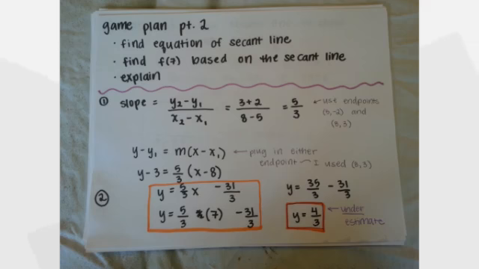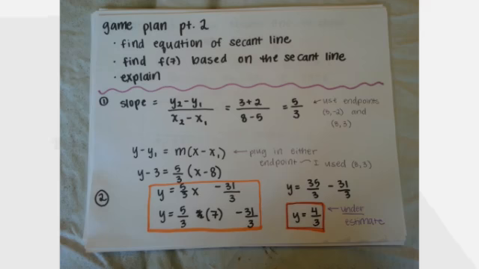Time for game plan part 2. We're going to need to find the equation of the secant line, then find f of 7 through that secant line equation, and finally explain our logic. For the first part, we know for sure what the two endpoints are, so our job becomes easy.